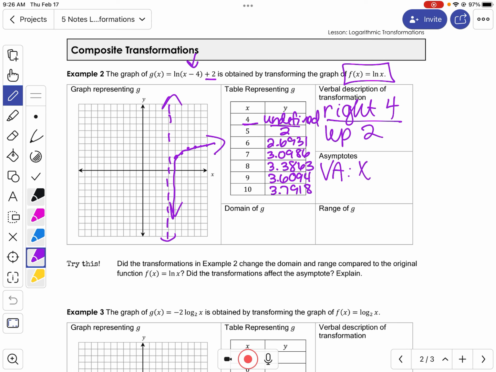So that vertical asymptote is now at x equals 4. The domain, if you look at the x-axis, is everything greater than 4. And then your range every time will be all real numbers for all logs. So it's very helpful if you can figure out your vertical asymptote before you start plotting your points, so that way you know where your points should be approaching, and you can also compare that with your calculator graph.